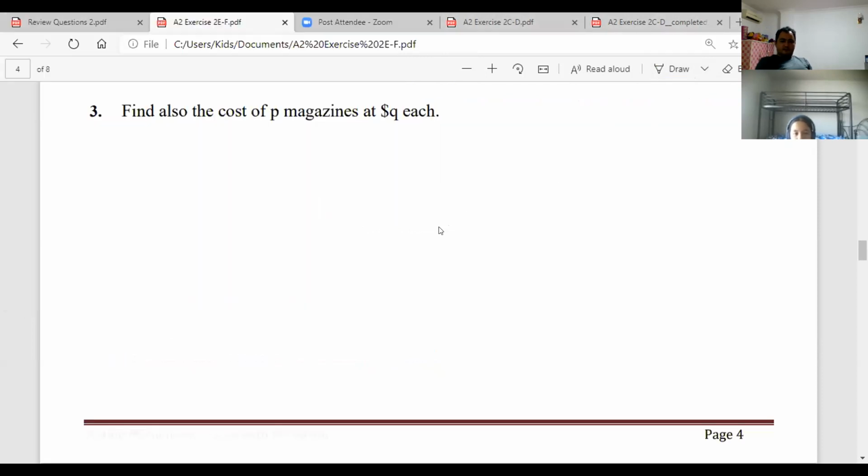Also, the cost of P magazines at $2 each. Okay, so it's P times Q. So Shahina, when you're writing this, can you just write like this? It's better here: P magazines, and each one is Q dollars. So that's equal to PQ dollars. So it's P times Q equals PQ, like that. Okay, very good. Next.